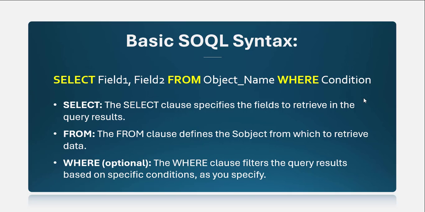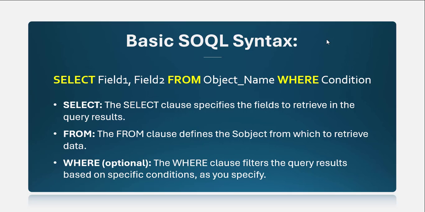In the select clause we can specify the fields to retrieve in the query result. Then in the from clause we can define the SObject from which we want to retrieve the data. The SObject is nothing but a Salesforce object. The Salesforce object can be a standard or custom object. Then the where clause is optional. The where clause is used to filter the query result based on the specific condition as we specify.